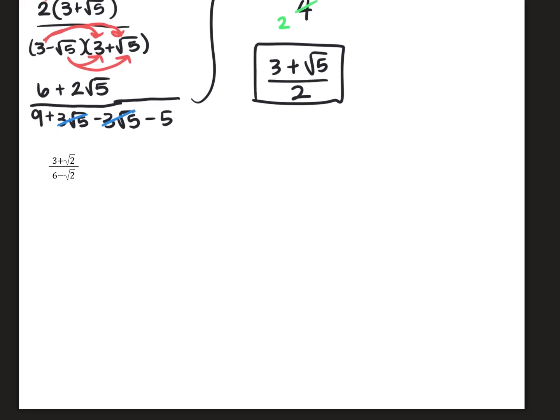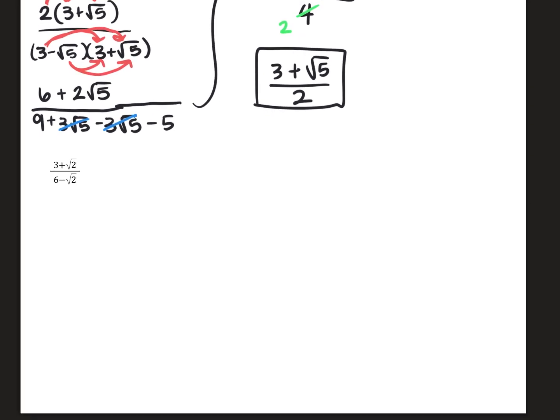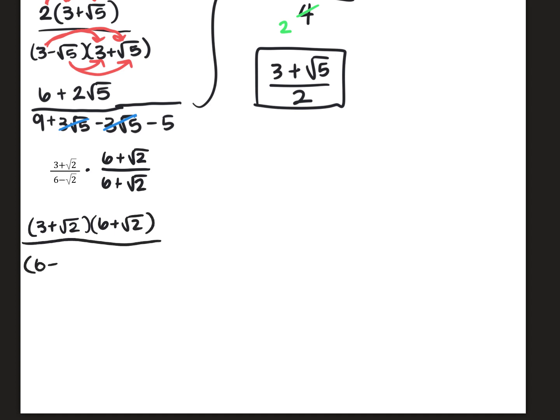Okay. Last example is we have 3 plus radical 2 all over 6 minus radical 2. Now remember from the definition, when we multiply by the conjugate, it's the conjugate of the expression in the denominator. So we're going to have 6 plus square root 2 as my conjugate of the denominator. So in parentheses, I have 3 plus square root 2 times 6 plus square root 2 in my numerator. And my denominator is 6 minus square root 2 times 6 plus square root 2.